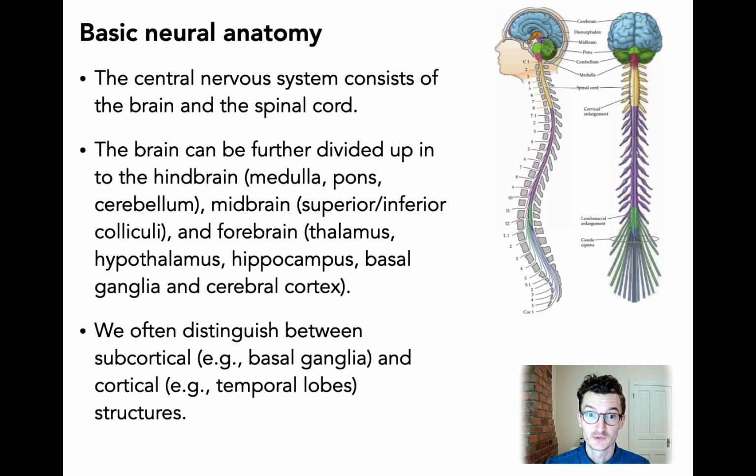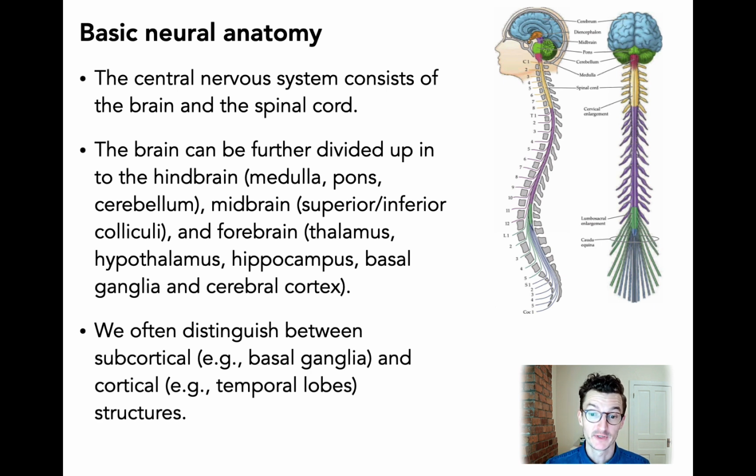So the central nervous system consists of the brain and the spinal cord. Hopefully everybody remembers this from intro psych. We can further divide the brain up into the hindbrain, the midbrain, and the forebrain, and each of these divisions can be further divided up into various neural structures, right? The hindbrain has the medulla, the pons, and the cerebellum. The midbrain has the superior and inferior colliculi. The forebrain has the thalamus, hypothalamus, hippocampus, basal ganglia, and the cerebral cortex, or outer layer of the brain.